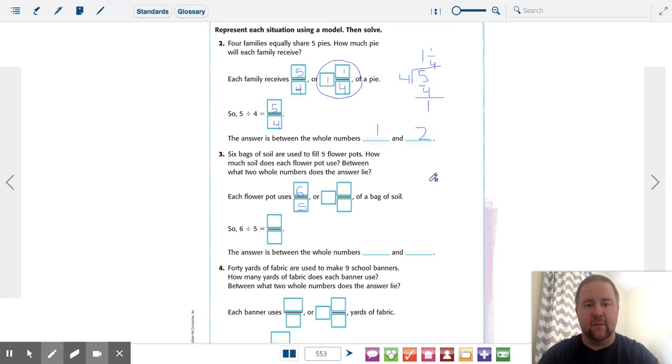Just like the example before, we're going to be 6 divided by 5. Okay, 6 divided by 5 right here. 5 goes into 6 one time. Subtract. My remainder is my numerator, and my denominator stays the same. So my answer here would be 1 and 1/5.